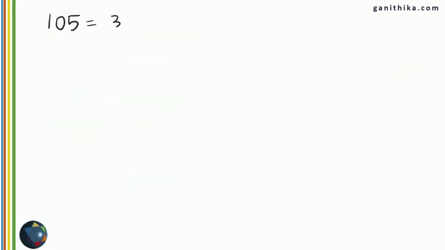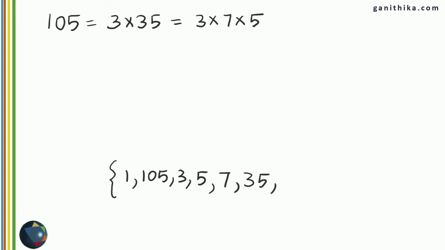Let's see how the prime numbers will be helpful to find these things. Write 105 as 3 times 35. Prime factorize this. 35 can be written as 7 times 5. Therefore, 3 times 7 times 5 is the prime factorization of 105. Now let's write the list of numbers that we have already got here. 1 and 105 are the first set of divisors. 3, 5 and 7 are already there in the prime factorization, and 35 is also one of the divisors of 105. So 3, 5, 7, 35 are the divisors that we have seen so far.